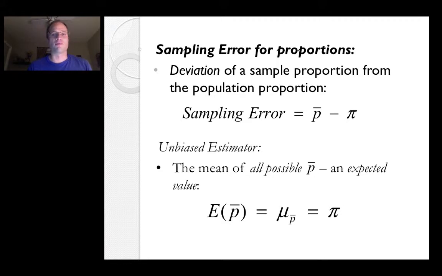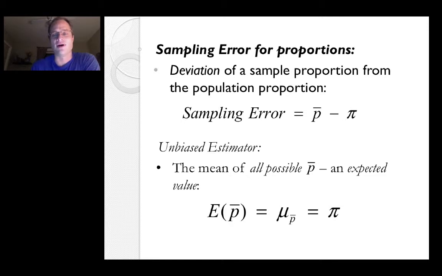The sampling error for proportions. So toward describing both the expected value of the mean and the variance, let's introduce the definition for the sampling error, which again is p bar minus pi. So the sampling error is always a sample statistic minus, or you're subtracting the population parameter from the sample statistic. So it's that deviation between the two. And here it's p bar and pi.